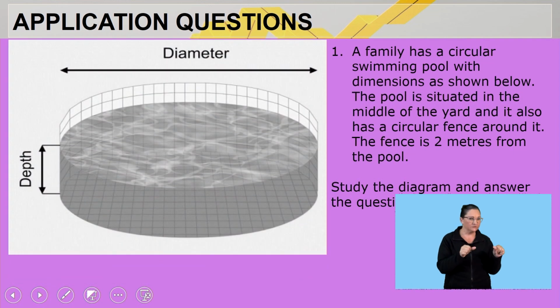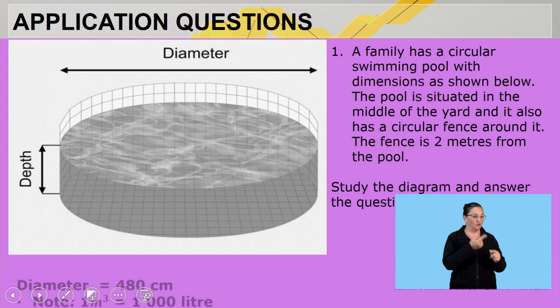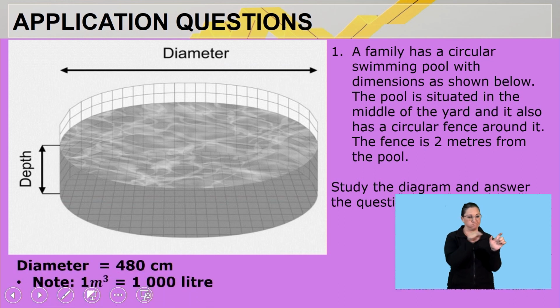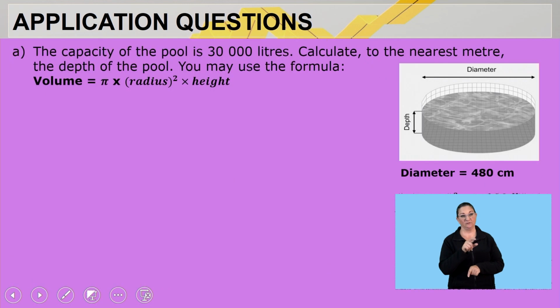Now, there's our diagram. Okay, so we can see the diameter is indicated as well as the depth of the pool. And then some other information is given. We've indicated that the diameter is 480 centimeters and then also that 1 cubic meter equals 1,000 liters. Right, so that is what is presented.